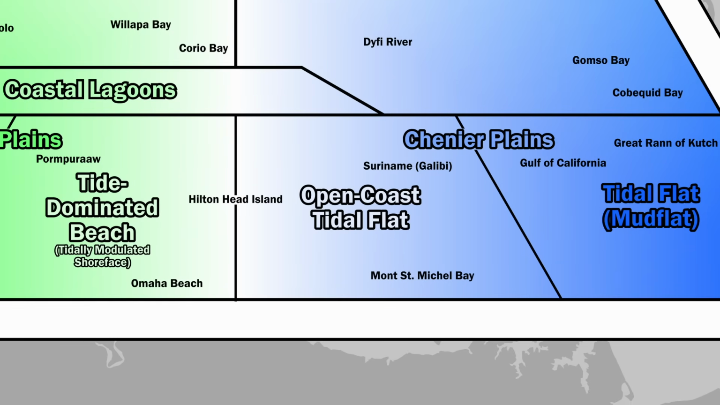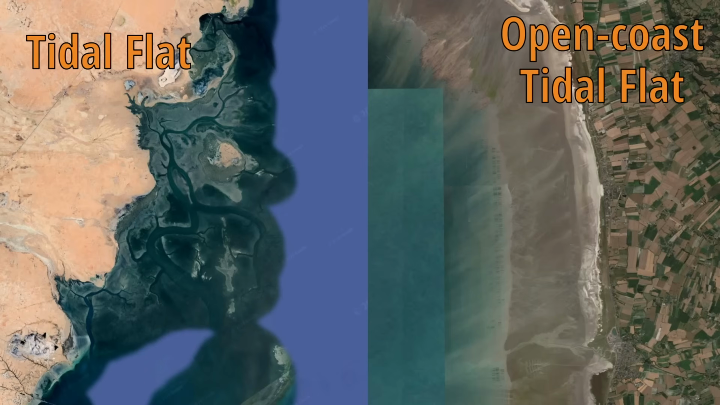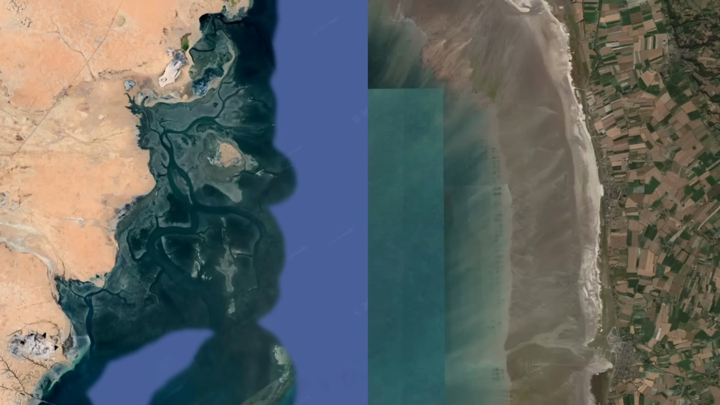The next section on our diagram is open coast tidal flats. Now these are very similar to regular tidal flats, except they are exposed to open water, which means they have more wave influence. Looking at tidal flats versus open coast tidal flats, there isn't much of a difference, but there are a few distinctions that are harder to see.